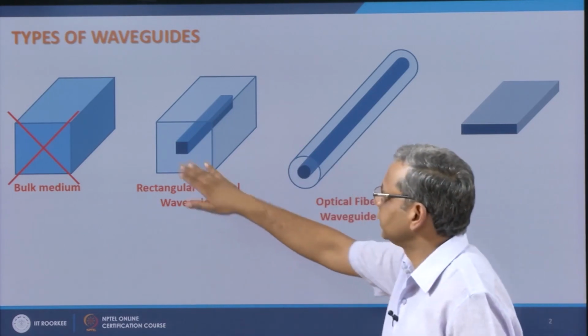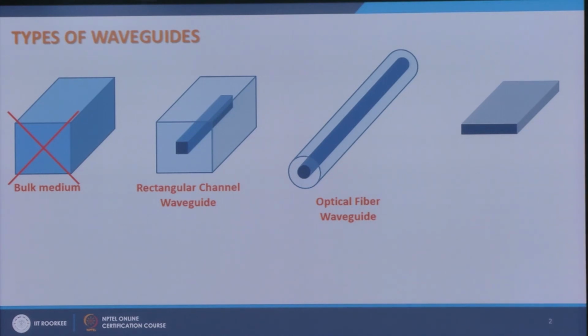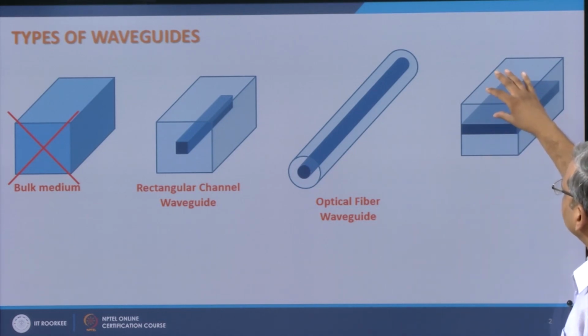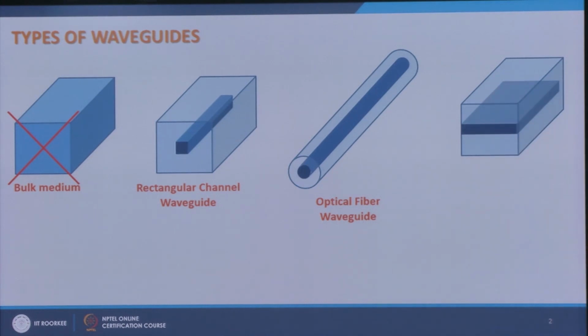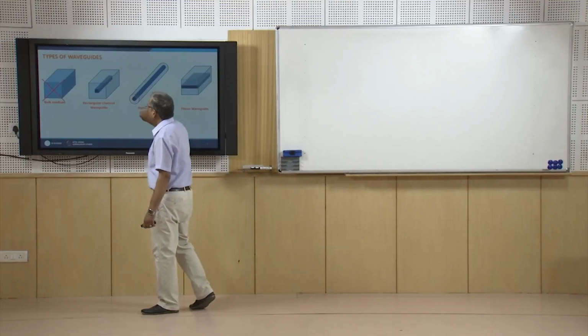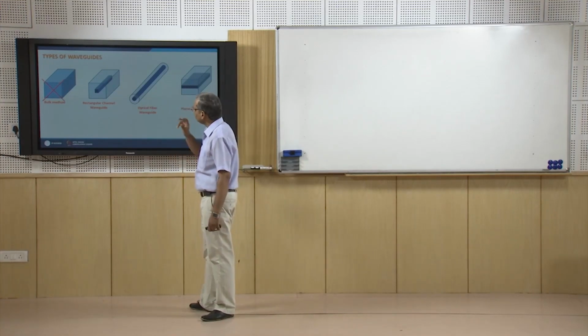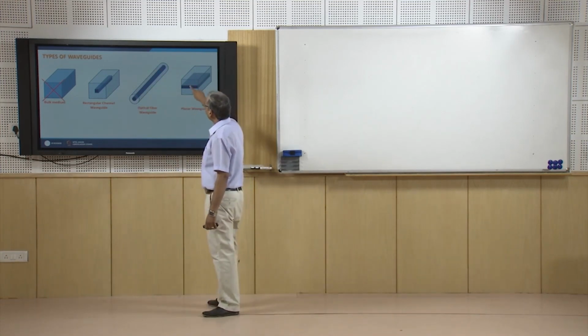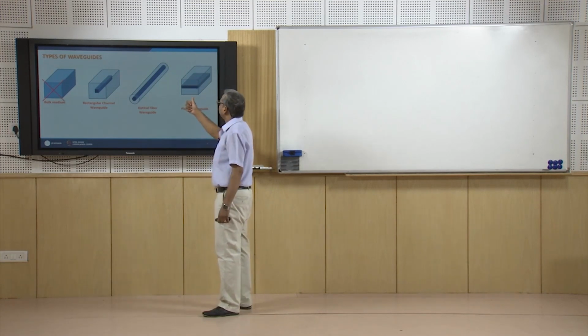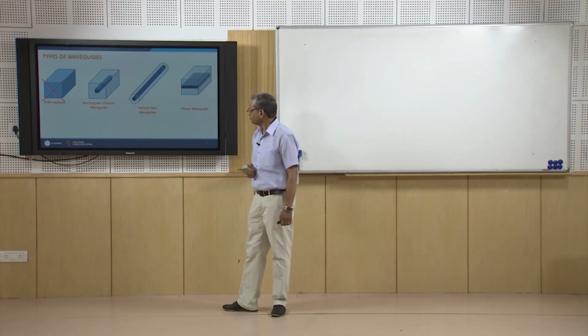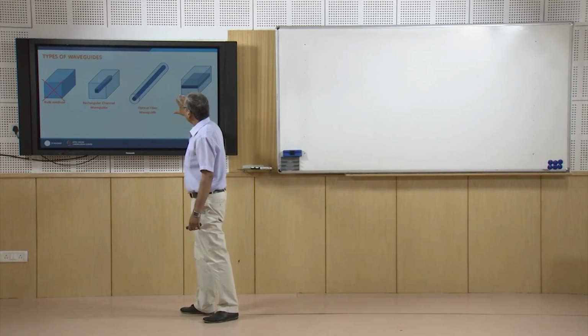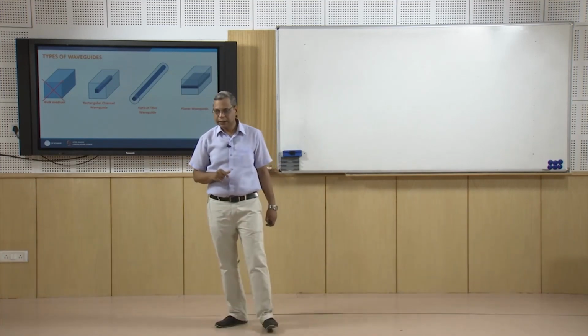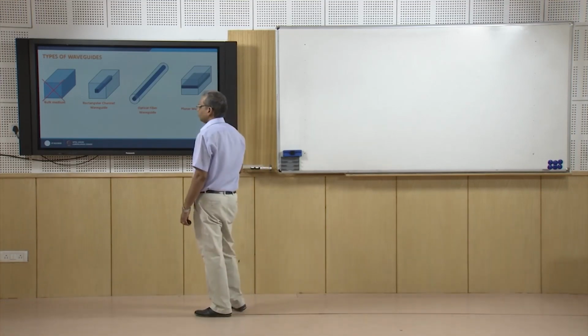So, instead of having this kind of channel, I can have a thin slab of high refractive index, which is sandwiched between two other thick slabs of lower refractive indices. Then this is known as a planar waveguide. In these two I have confinement in 2 dimensions and propagation in this longitudinal direction. Here I have confinement only in one direction and propagation in this longitudinal direction. So, we are now going to do the electromagnetic wave analysis of such kinds of media.